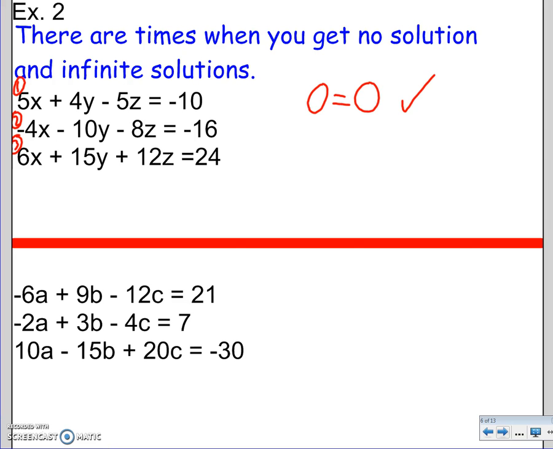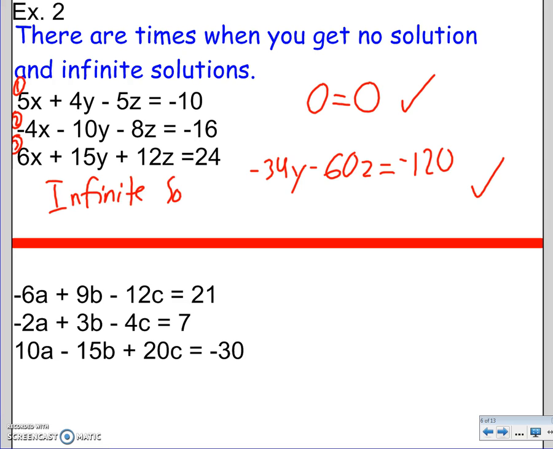So if I do the second and third equation, eventually I would get something like this. It'll say negative 34y minus 60z equals negative 120. Now that has some y and z for an answer. If it has some kind of solution, you're good. So that can't be no solution, we're good. So you have 2 checkmarks. So 0 equals 0 and a true statement, just any equation that's true, or can be true, you have infinite solutions. It'd be a lot of work to work it out, so I'm going to skip that. I'll just go straight to the main idea.